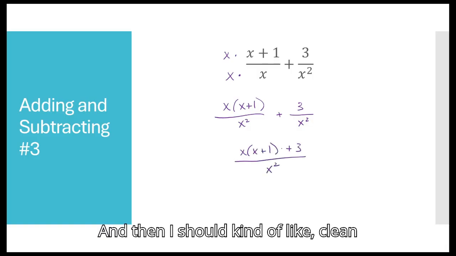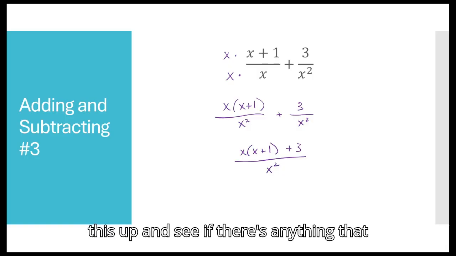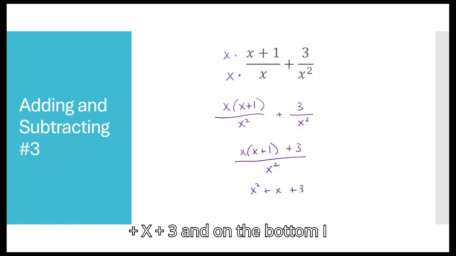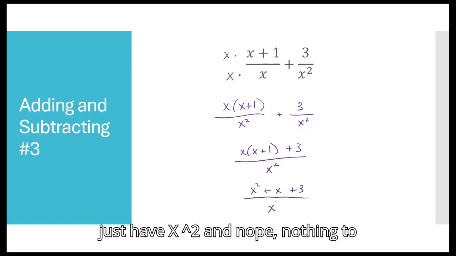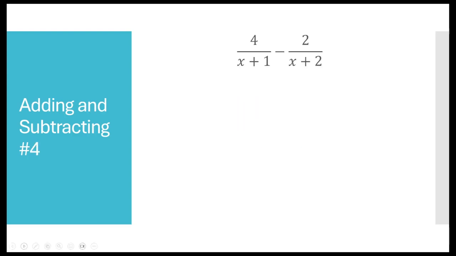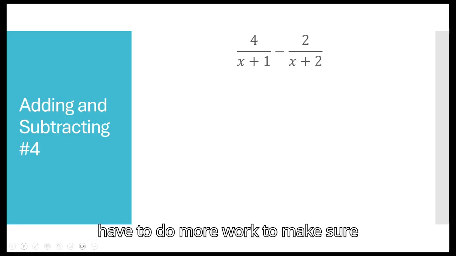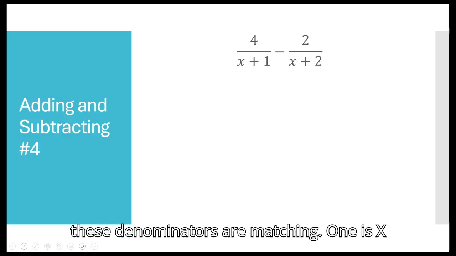And then I should clean this up and see if there's anything that'll cancel. This guy's turning into x squared plus x plus 3. And on the bottom, I just have x squared, and nope, nothing to cancel. All right, so now's the part where we have to do more work to make sure these denominators are matching.